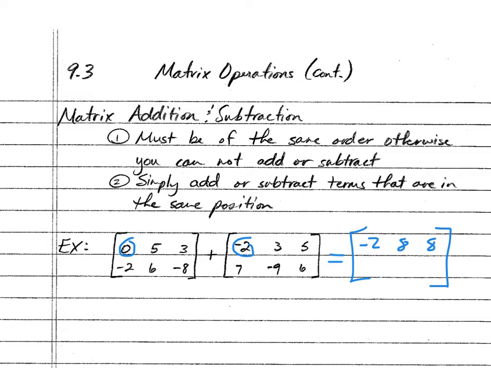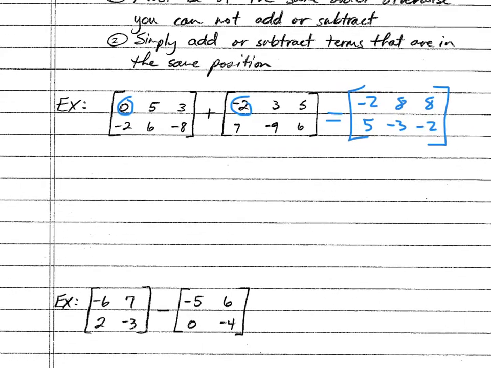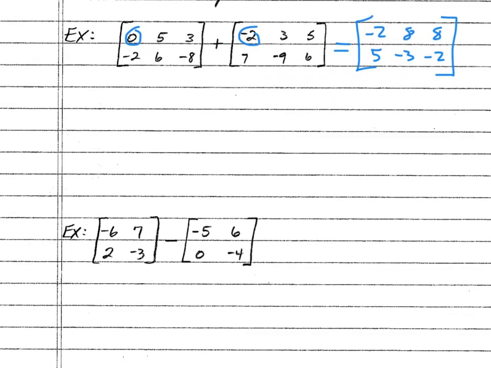Negative 2 plus 7 gives me 5. 6 plus negative 9 is negative 3. And negative 8 and positive 6 is negative 2. And you have just now added your very first matrix. Okay? So adding matrices is really fairly simple.